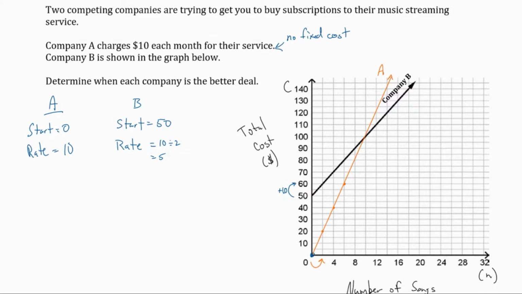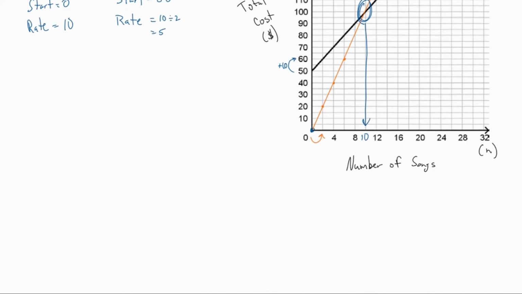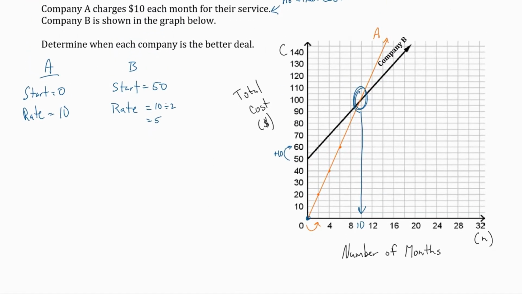But the graph is easy because now I can see where they cross, and they cross at, looks like 10 songs or 10 streams. So I hope it's not streams, because $100 for 10 streams is pretty ridiculous. Even $100 for 10 songs. Or it's per month. Sorry, it's monthly. It's not per song. It's number of months. That makes more sense. So one of them has a startup cost, and one of them doesn't, and it's just the number of months. That's more reasonable. All right. So they both cost $100 for 10 months.